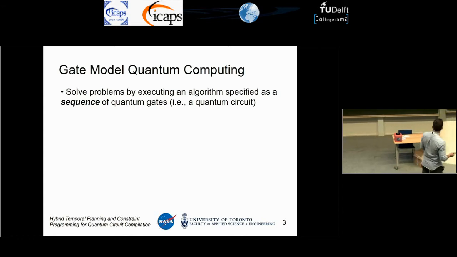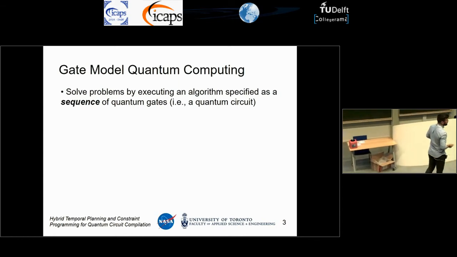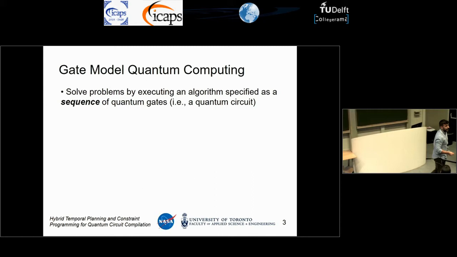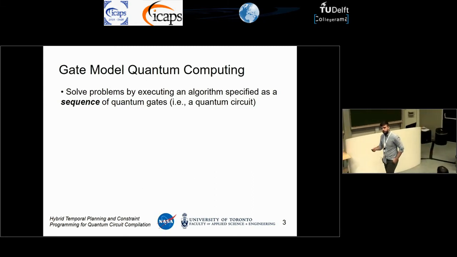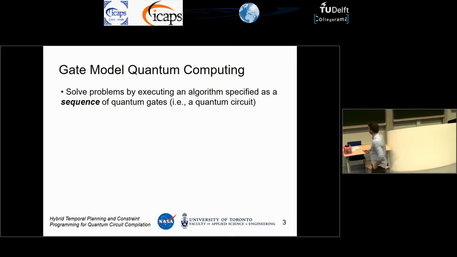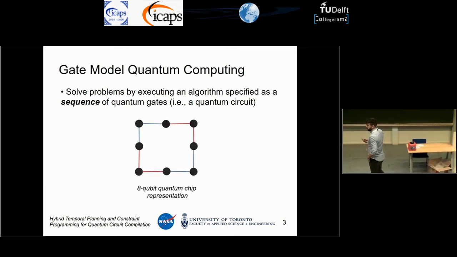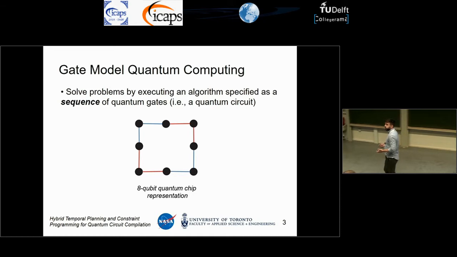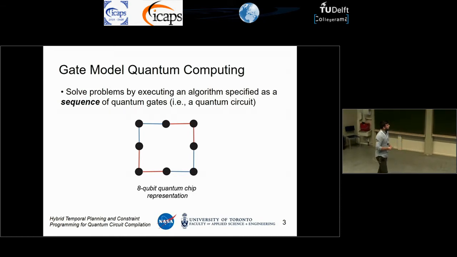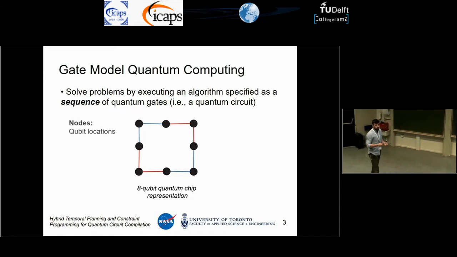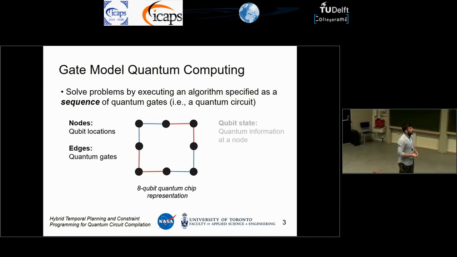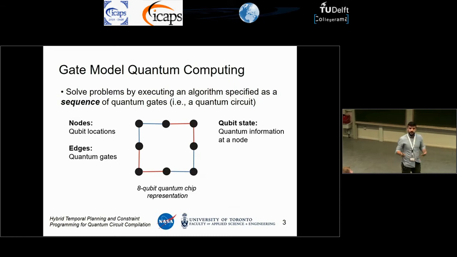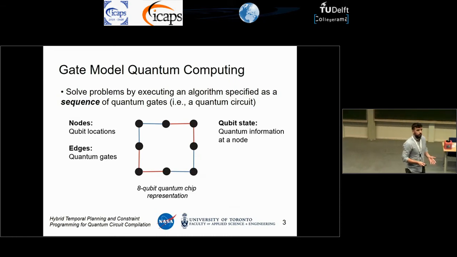What is gate model quantum computing? Essentially, it solves problems by creating a circuit of quantum gates. So you're trying to find a sequence of quantum gates that you run to solve the problem. To tell you what a quantum gate is, I'm going to show you an example quantum chip. So this is an 8-qubit chip where the nodes actually represent qubit locations. The edges represent quantum gates.